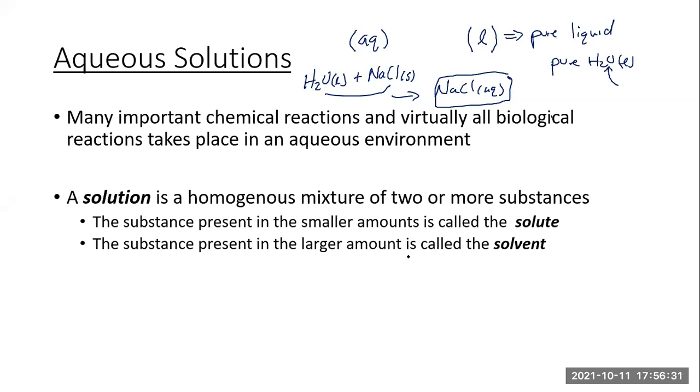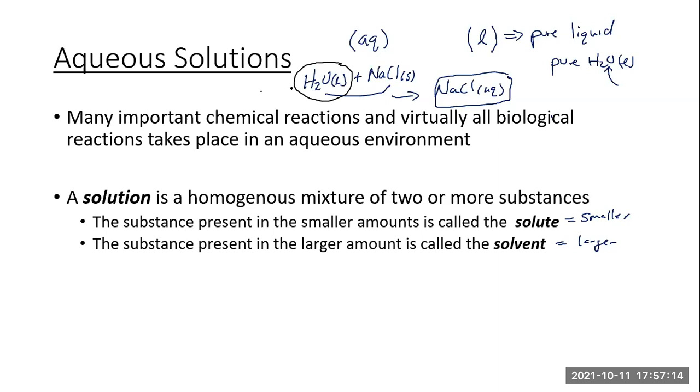And there are actually two parts that make up the solution. The first part is the smaller part of the solution, which is the solute. And the larger part of the solution is the solvent. So the solute is the smaller part, and the solvent is the larger part. And in our example up here, when we make our sodium chloride solution, the water here would be the larger part, right?